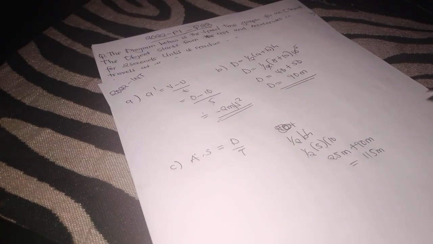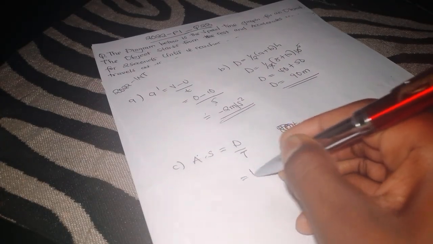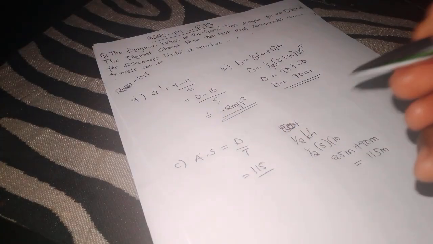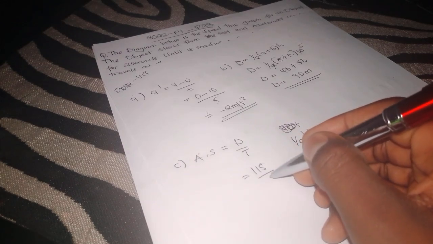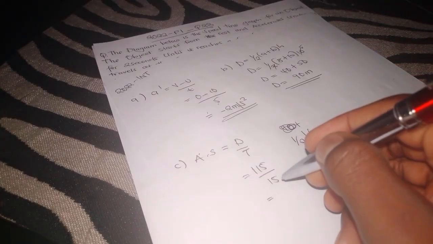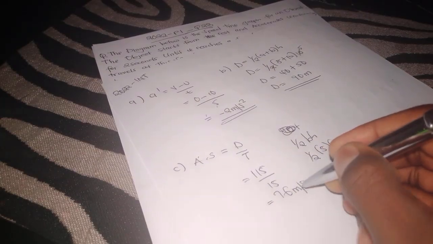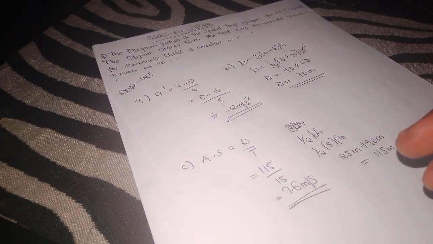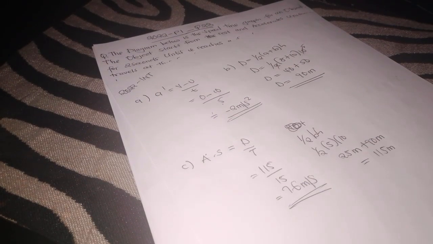Then we come here and we say 115 divided by the total time, which is 15. What are we going to get? We're going to get 7.6 meters per second. And this is our final answer. And we are done with 2022 for both internal and GCE.